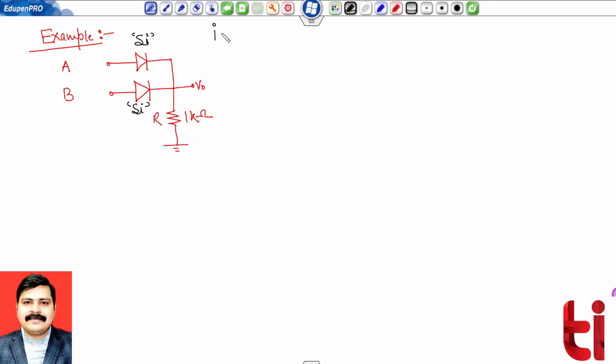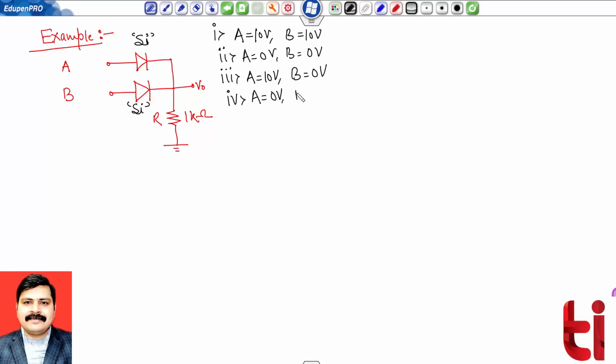In case number 1, A is connected to a 10-volt battery, B is also connected to a 10-volt battery. Case number 2, A is connected to a 0-volt battery, B is also connected to a 0-volt battery. Case number 3, A is connected to a 10-volt battery, B is connected to a 0-volt battery, and the last case is A is connected to a 0-volt battery and B is connected to a 10-volt battery.